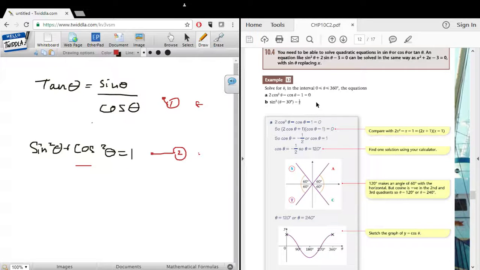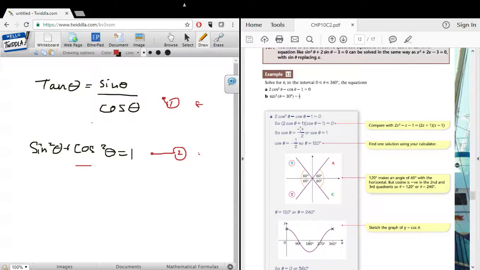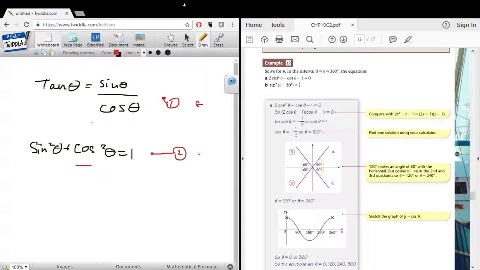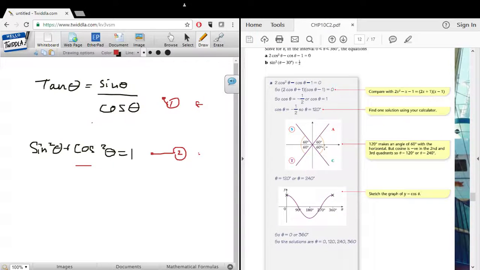So you can see they've done the following. They've just simplified it by taking factorization, and then you can see that if this equals 0, we have cos theta equals as follows. Now if cos theta equals this, we have 120 just by using our calculator, and then you can see that this is the illustration that they have.